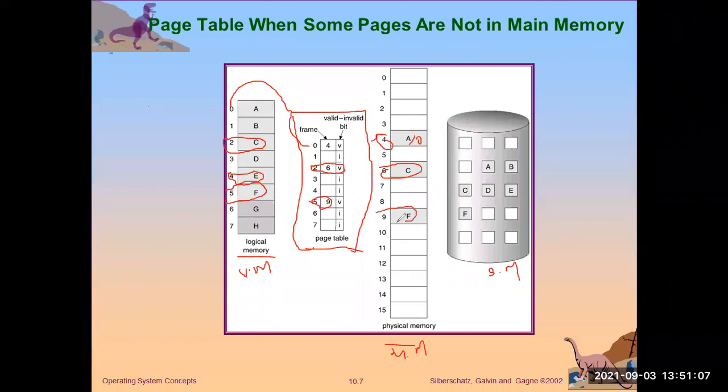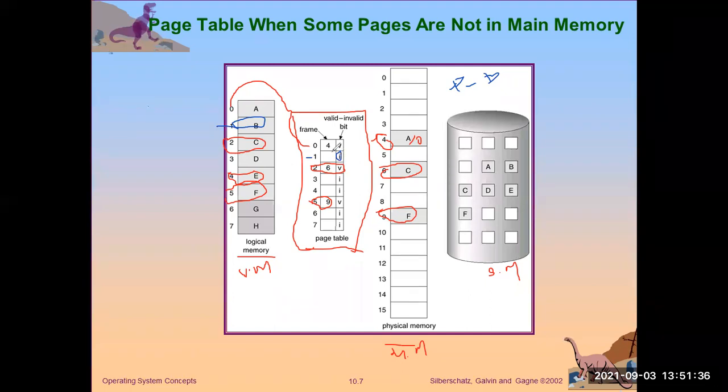Page number 9. Fine. Now suppose my program is for process B, for page B. Page B is in page 1, so I will see page number 1. What is the frame number? There is no frame number available because now this is an invalid bit.